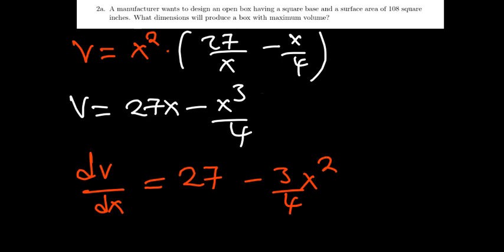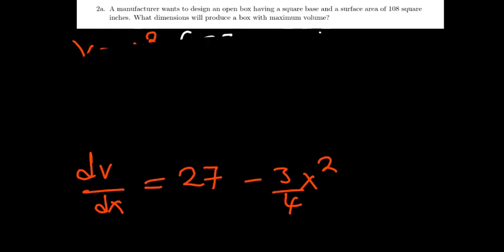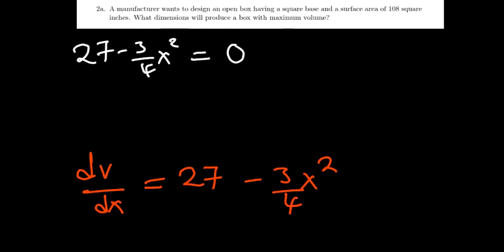So we've differentiated. Now if we're trying to maximize, it implies we're trying to determine the point where the derivative is equal to 0. So 27 minus 3 over 4 x squared equals 0. At what point is that going to be equal to 0? So what do we do? You're going to remain with 27 on this side, the other side you're going to have 3 over 4 x squared.